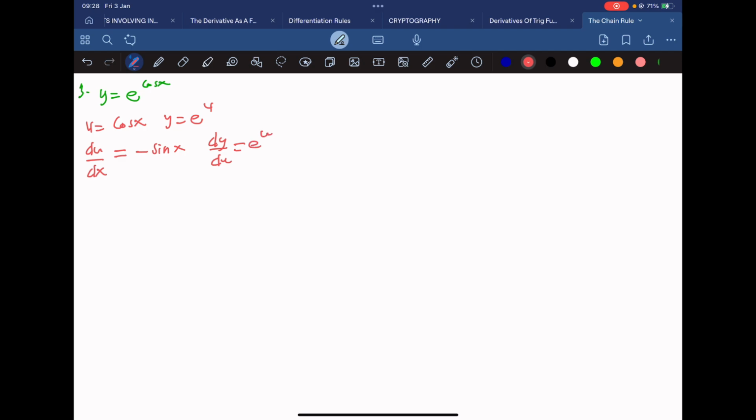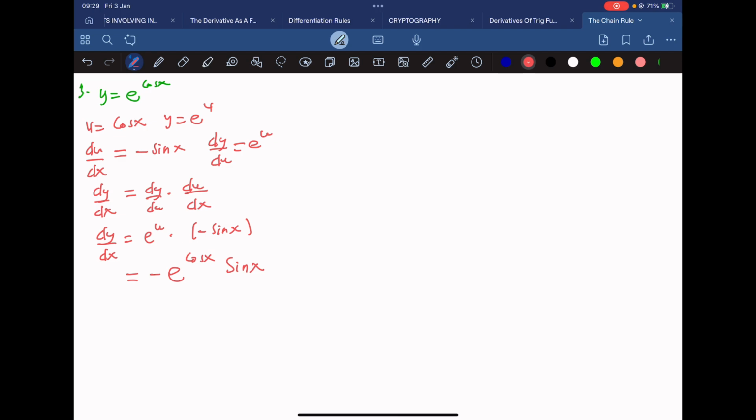So you have u to the u. So you have dy/dx, which is equal to dy/du multiplying du/dx. Remember, dy/du we had e to the u, and du/dx we had negative sine of x. So if we multiply these two, we can bring the negative outside, e. Now our u was cosine of x, and then we have sine of x here. So this will be our answer.